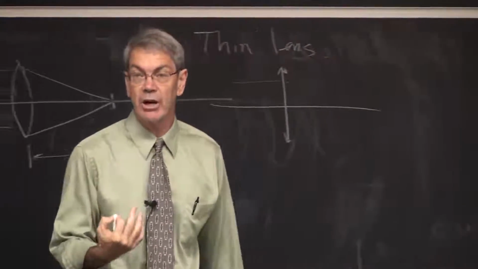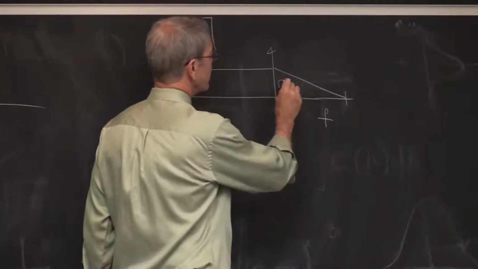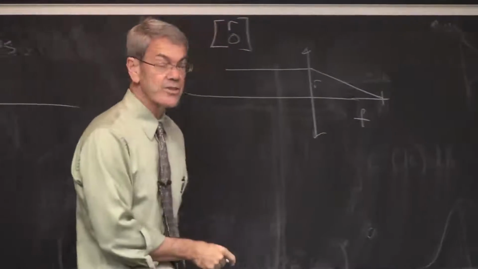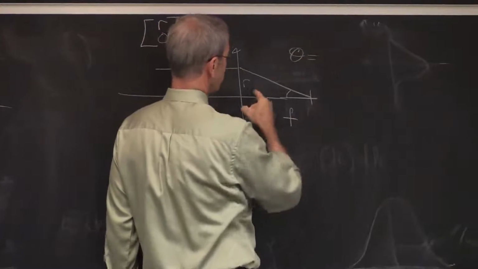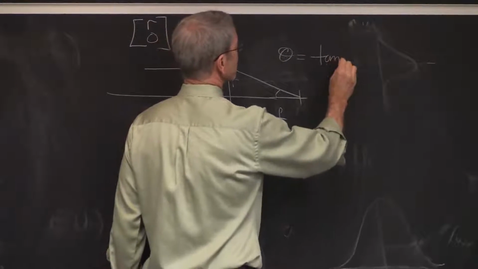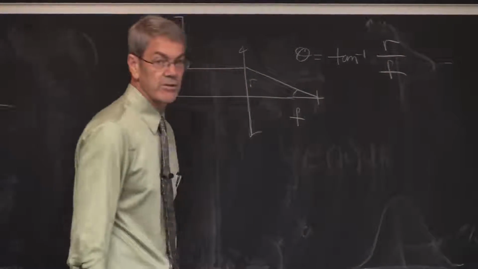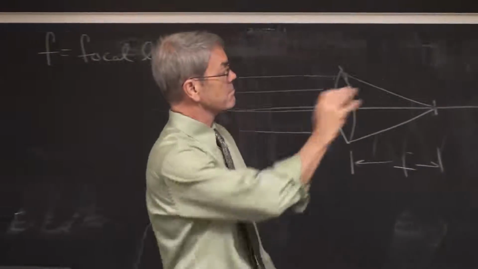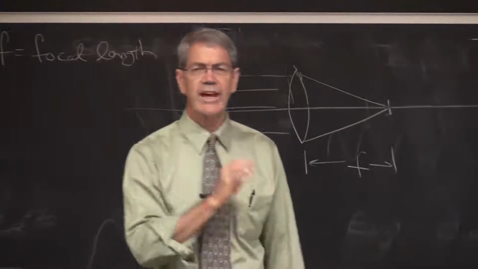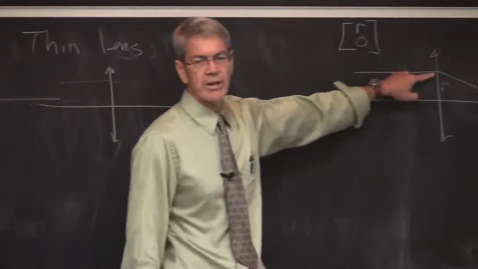Now I can figure out what the exit slope is. It's got a height r here, and there's a distance f. So this slope is just going to be the tan inverse of r over f. So I know the slope. Now, okay, what's the exit position? The beam came in at height r. What does it leave at?